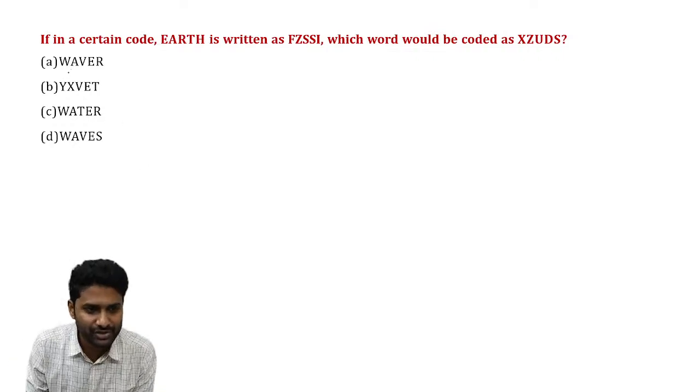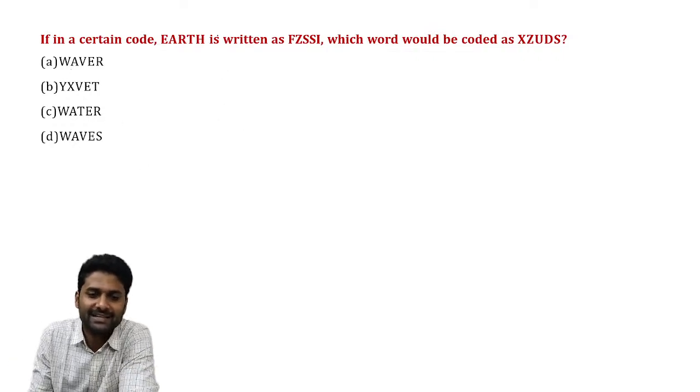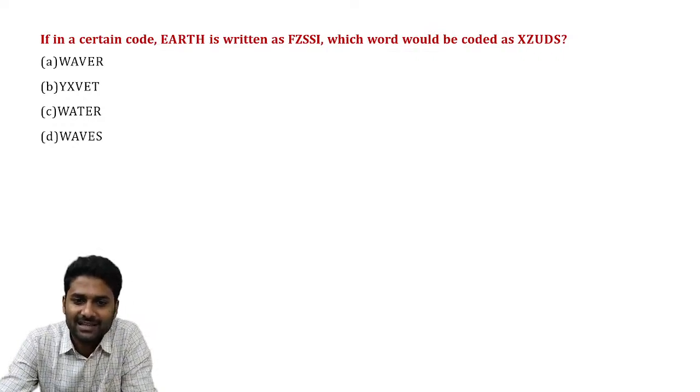Now let's see this question. In a certain code, EARTH is written as FZSSI. Then which word will be coded as XZUDS?